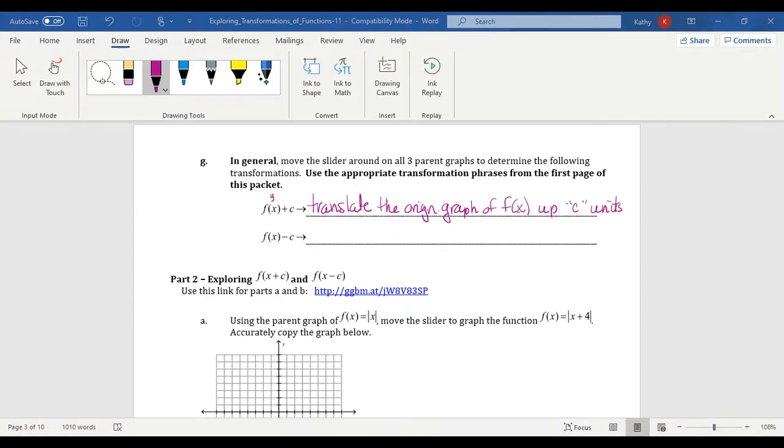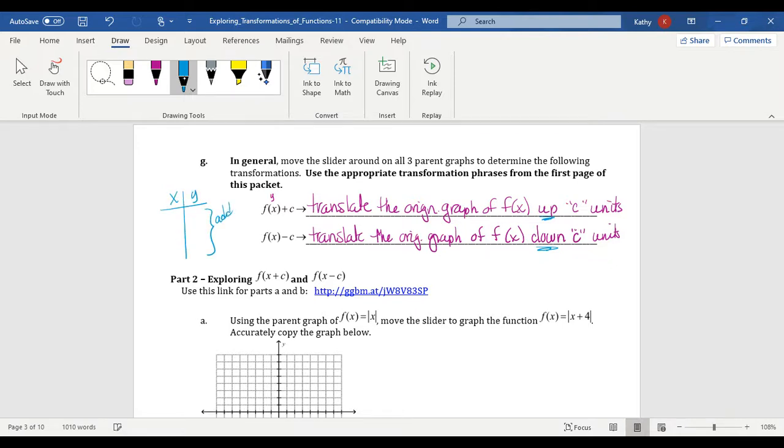In the second part, your translation of the original graph of f of x, this one goes down c units, okay, because you are subtracting c. Right? So we have up and down. What does that mean? Well, if we have a table of values, on this side, we are going to add or subtract to the y values.